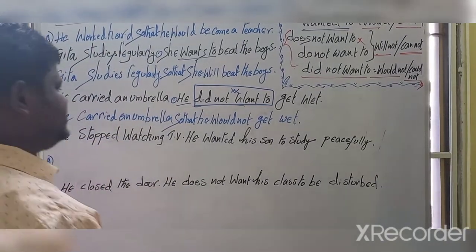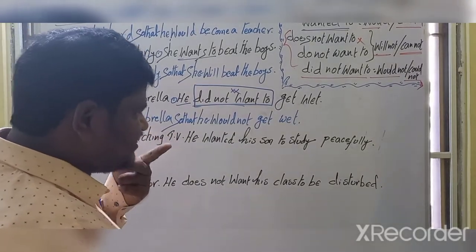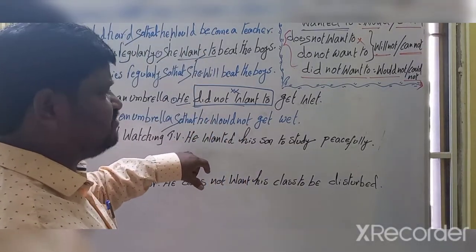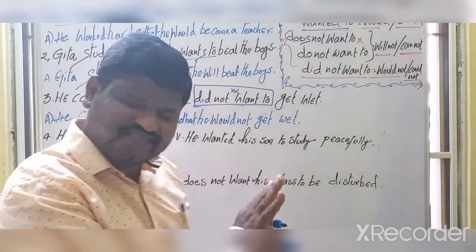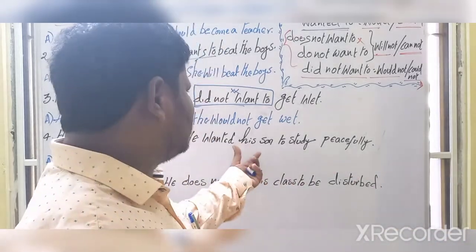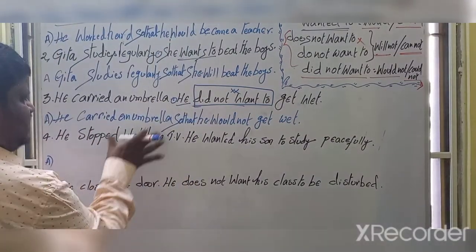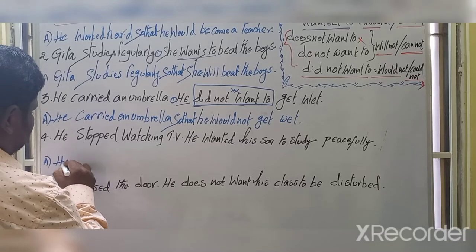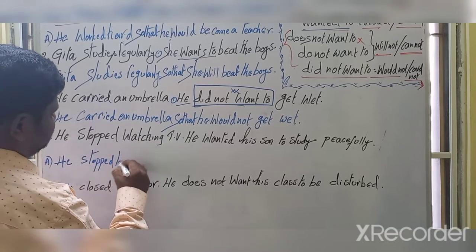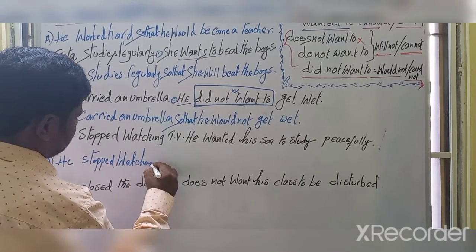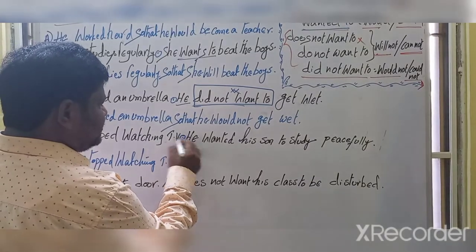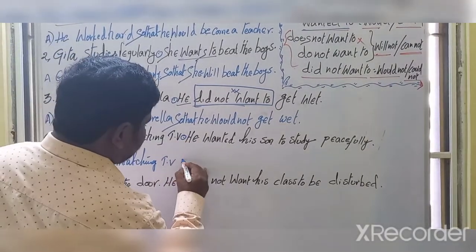He stopped watching TV. He wanted his son to study peacefully. Many children, when they read this type of sentence, get confused. So please don't get confused, friends. There is no need for you to be confused. This is also very easy. See, we write the first sentence as it is: he stopped watching TV. Here we remove the full stop. In that full stop place, what should we write?